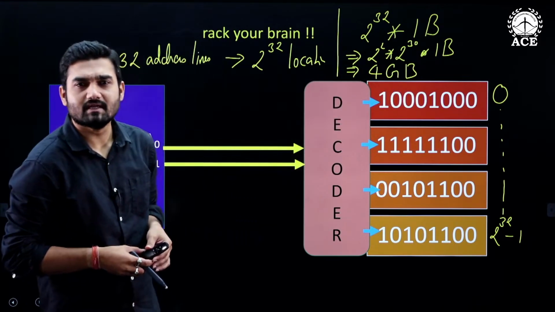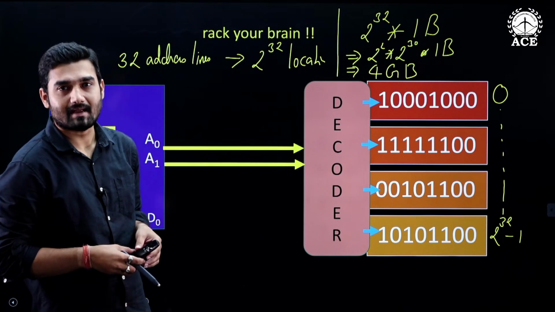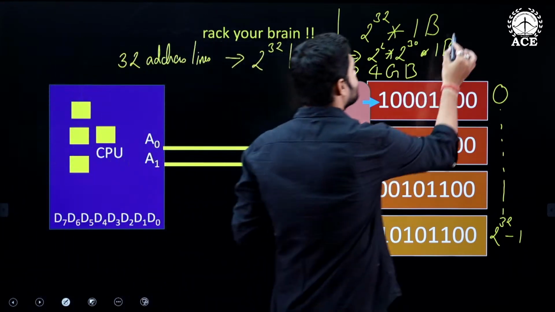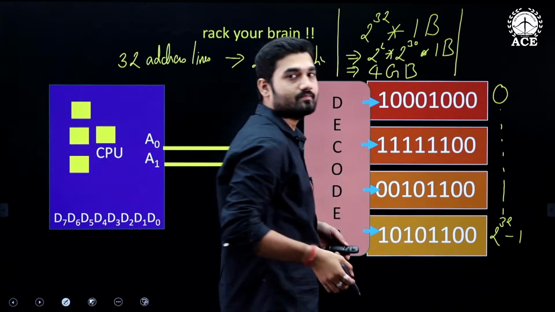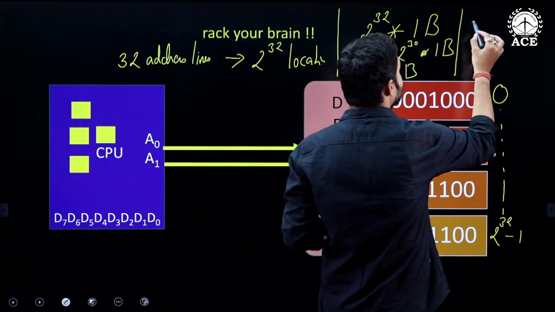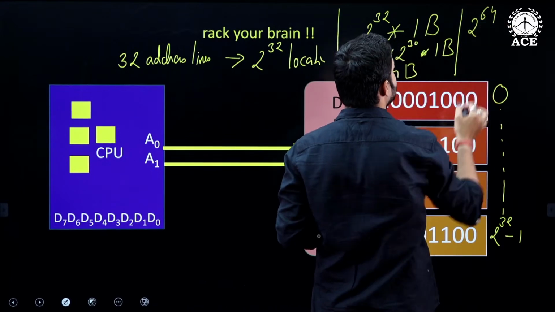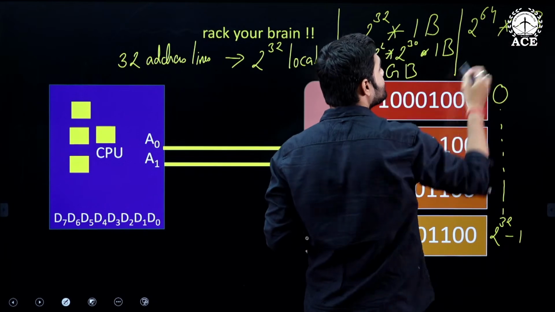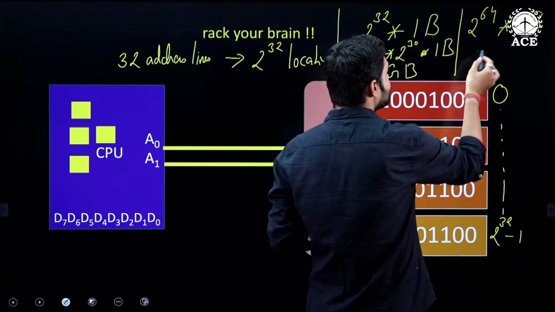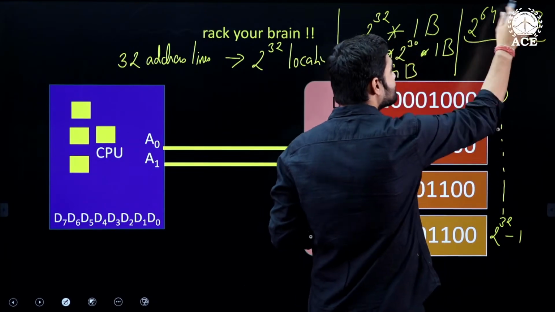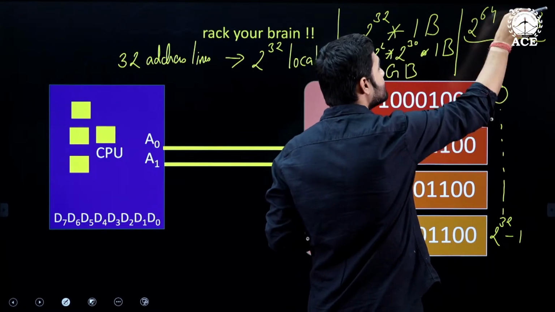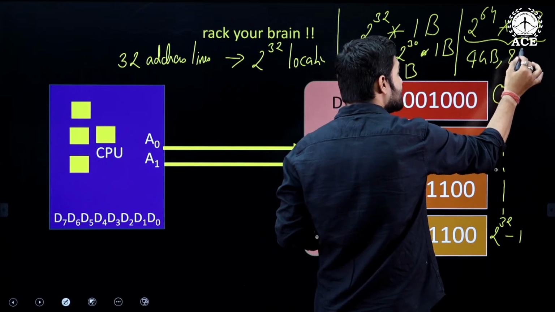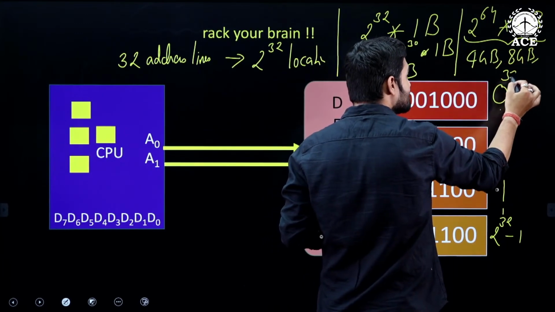The moment you are saying, sir, my laptop is a 64-bit laptop, that means it is nothing but 64-bit can access 2 power 64 locations. Every location is having 1 byte. Yes or no? That means this particular 64-bit laptop can access 4GB also. It can access 8GB also. It can access 32GB also.